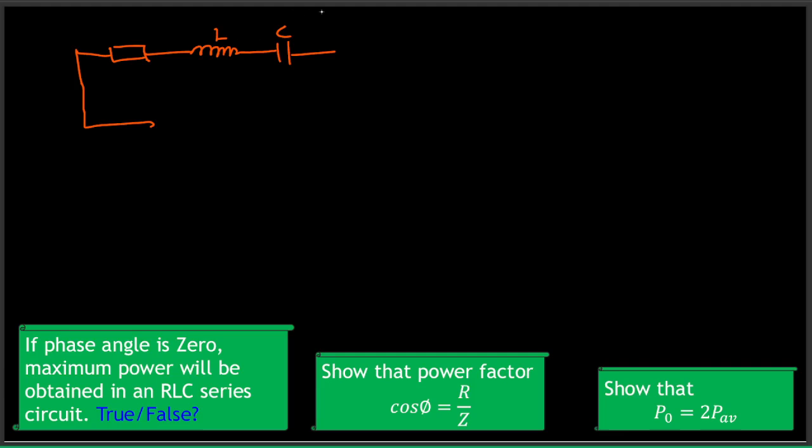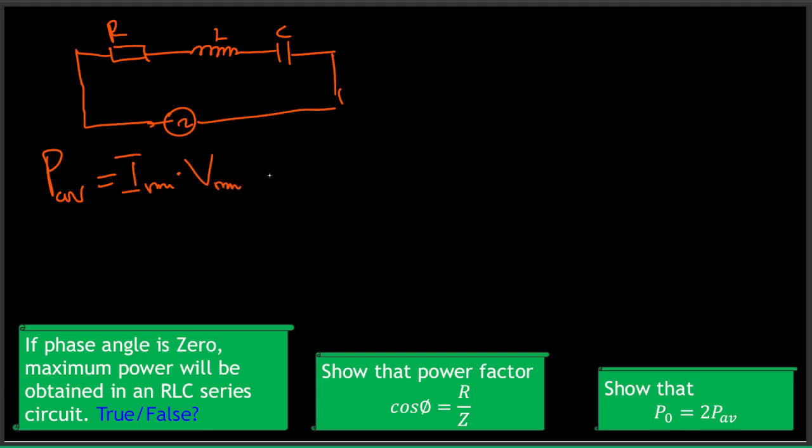Okay, so when it comes to a combined circuit, okay, the same thing, average power is equal to current times voltage, but it has to be the RMS values, okay? And then cos phi, okay? Now, cos phi stands for power factor. So cos phi is power factor.